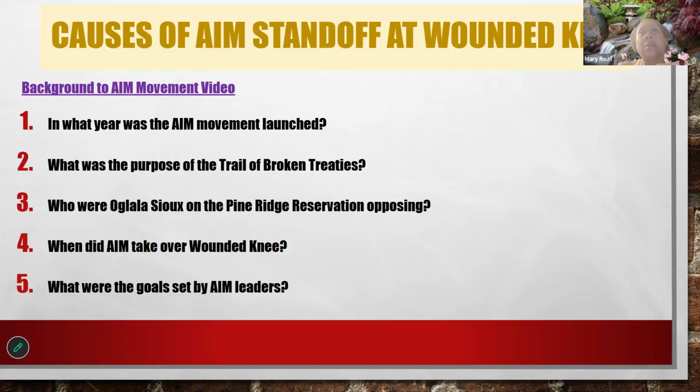Because once we are taken out of here, whichever way we go, we become ancestors. So they were reclaiming and redeeming their ancestors. Number 5, what were the goals set by AIM leaders?